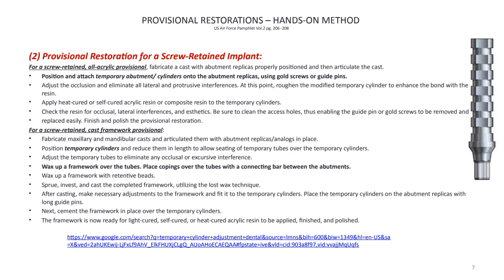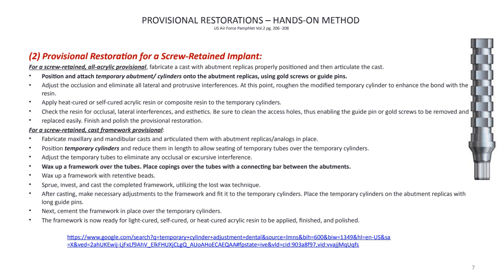It says here, wax up the framework with retentive beads. This is an old method that we used to do in the laboratory. Those retentive beads were very little balls that were added on the framework for retentive purposes for the acrylic or the composite resin, so it doesn't separate. It's kind of like a bonding agent between the abutment and the framework.